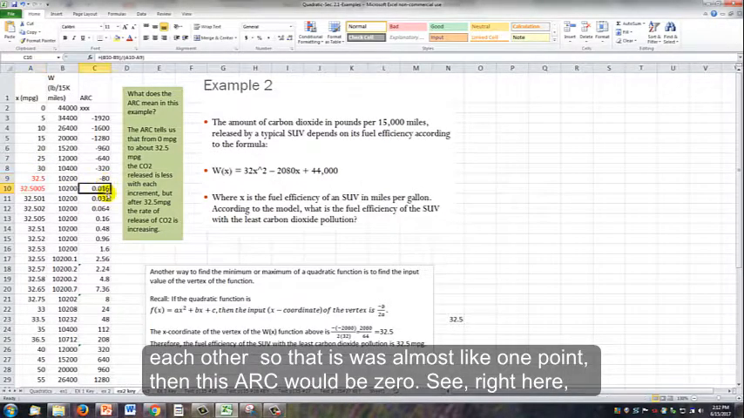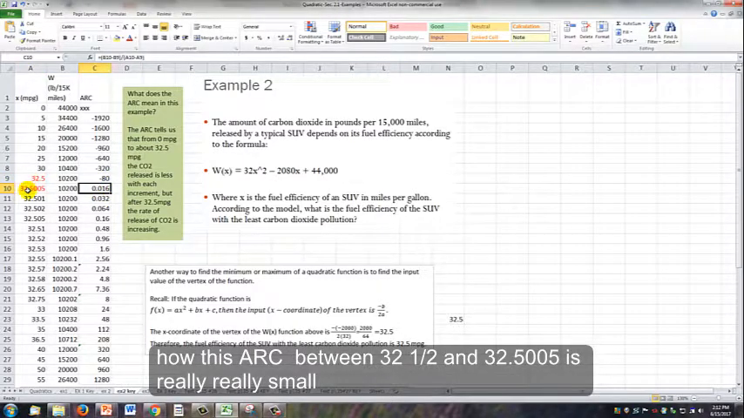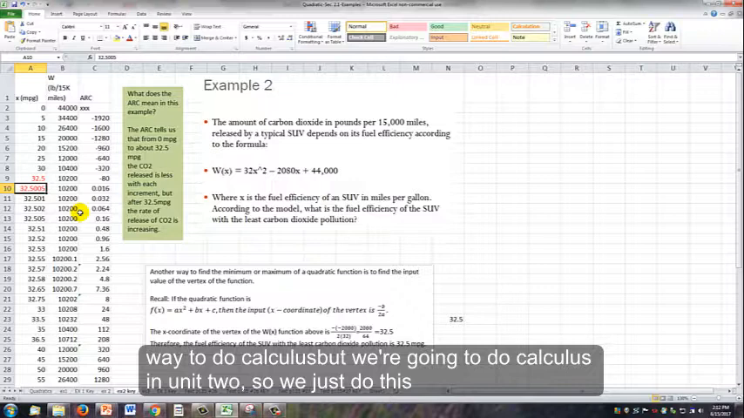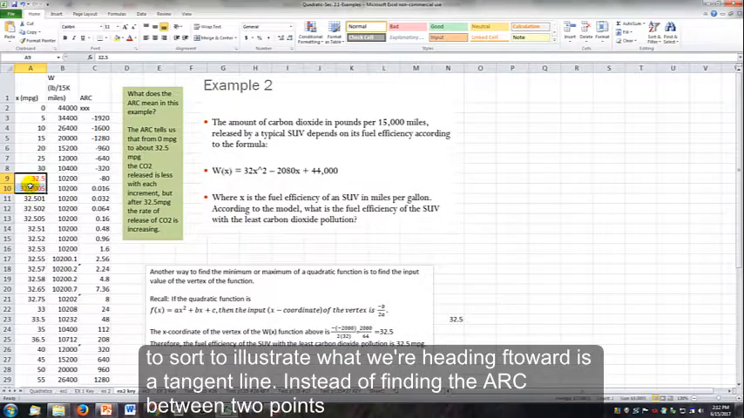See right here how this arc between 32.5 and 32.5005 is really small. That's what's happening, is these 2 points are getting really close together. So this method is a clunky way to do calculus, but we're going to do calculus in Unit 2. We just do this to illustrate what we're heading toward, which is a tangent line.